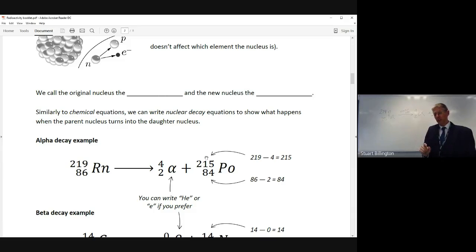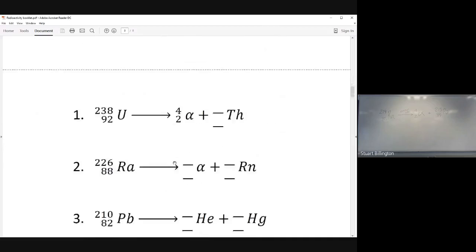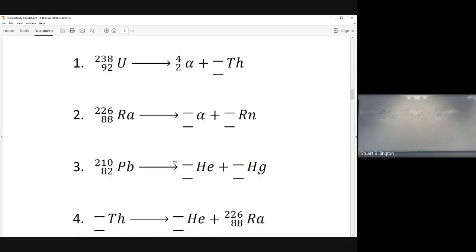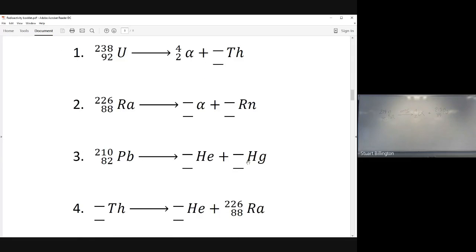Okay, the physics bit that you need to be able to do is the numbers. So you need to be able to work out that 219 take away 4 is 215, and 86 take away 2 is 84. Okay, I want you to have a go at a couple yourself. So what I'm going to do is scroll down to some questions. So if you can see those 4 questions on your screen.